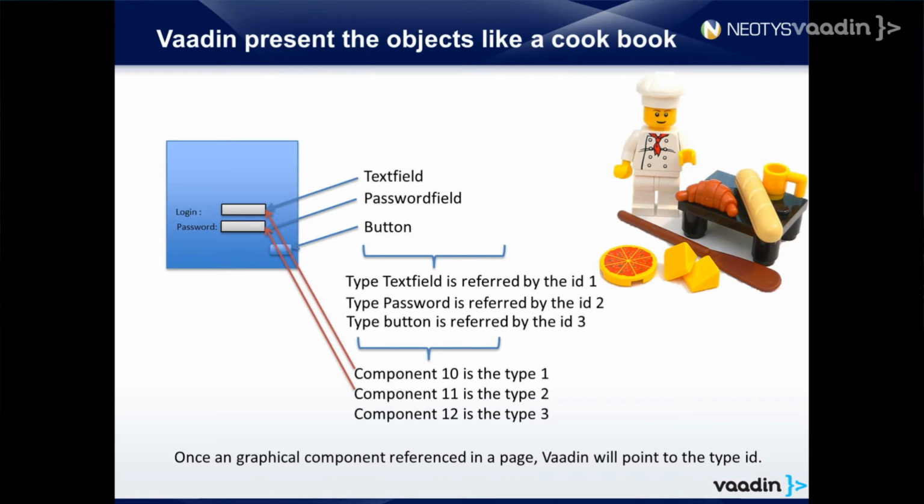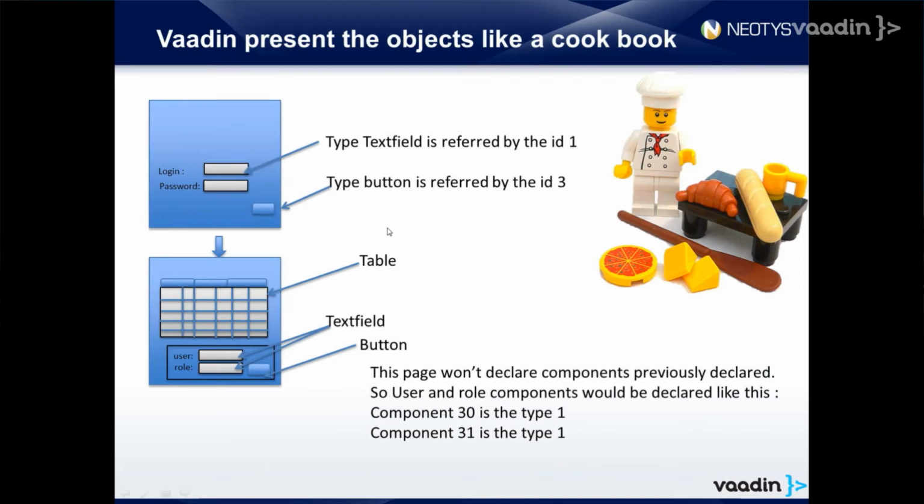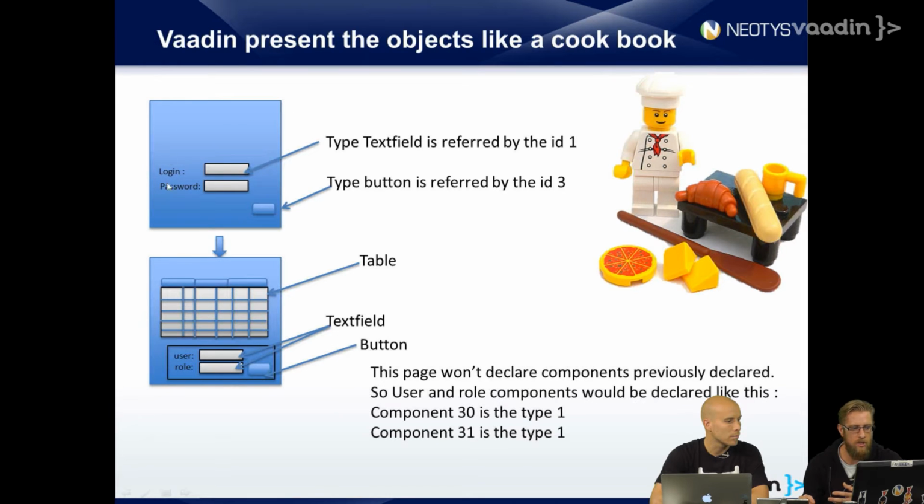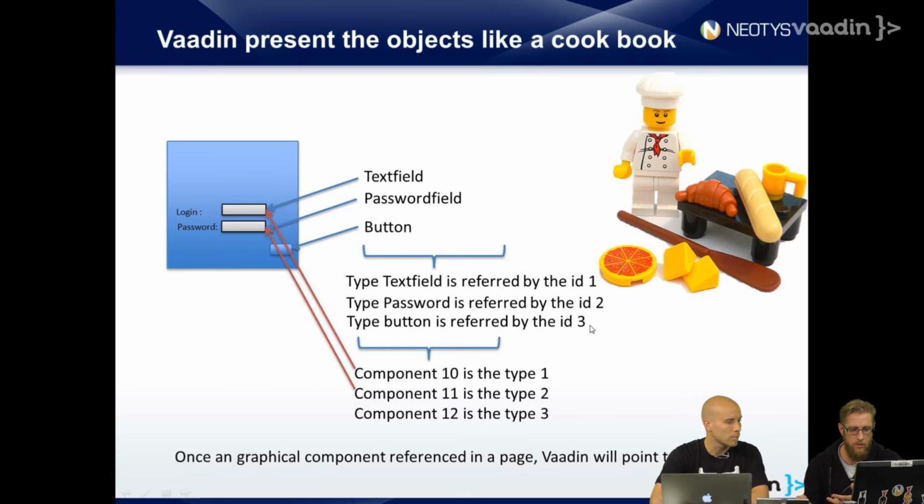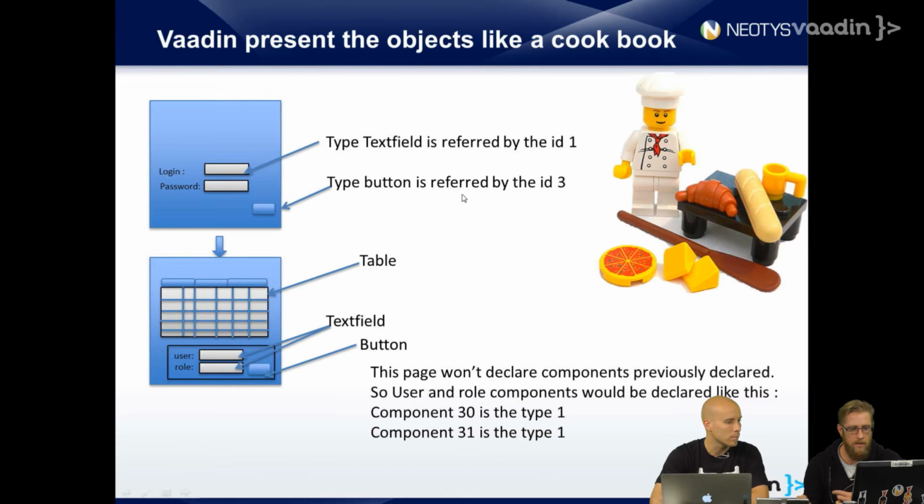So once a component has been declared in a page, Vaadin won't declare it another time. It will point to the ID. I don't know if it's clear, but yes, it's very technical. So here it highlights this principle: you have the home login screen with the text field, the password and the button. Those have been declared on the previous slide, so 1, 2 and 3. Here you have the text field 1, and the button is referred to by 3.